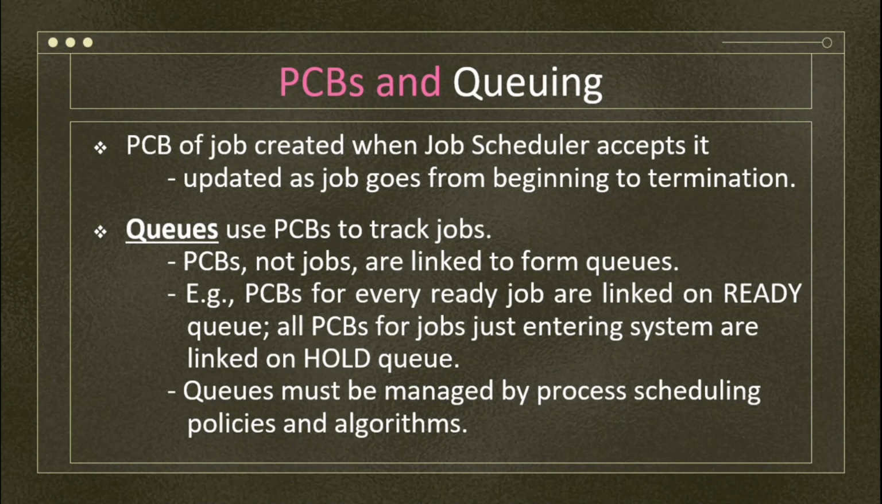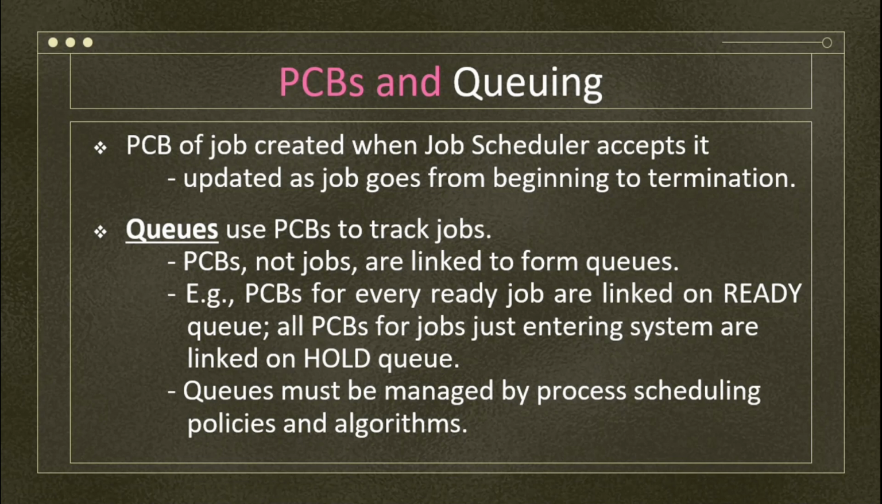The PCB of a job is created when the job scheduler accepts it, and updated as the job goes from beginning to termination. The job scheduler is also known as a batch scheduler or workload scheduler. It's a software tool or component that manages and schedules the execution of jobs or tasks in a computer system or network. So queues use PCBs to track jobs.